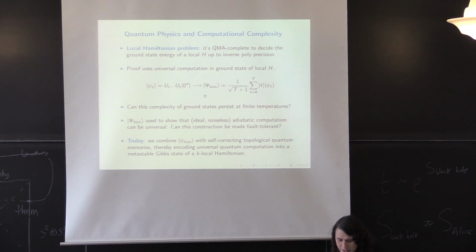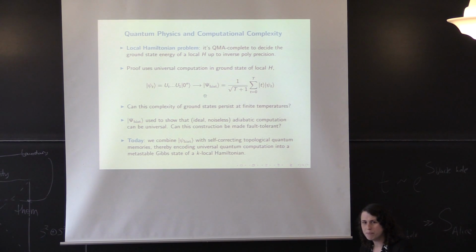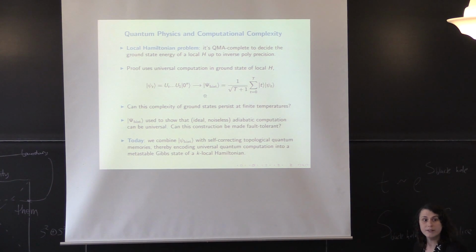So today what I'm going to do is combine these history states with self-correcting topological quantum memories or other fault-tolerant schemes, and use this to show that universal quantum computation can be encoded in the metastable Gibbs state of a local Hamiltonian. And here metastable means that the lifetime of this computational state might be exponentially long, whereas you would like to prepare the state in polynomial time, let's say. So we'll talk about metastability and how we might want to go beyond that at the end to answer some of these complexity questions about the true equilibrium Gibbs state. It's a little easier to analyze this metastable case.